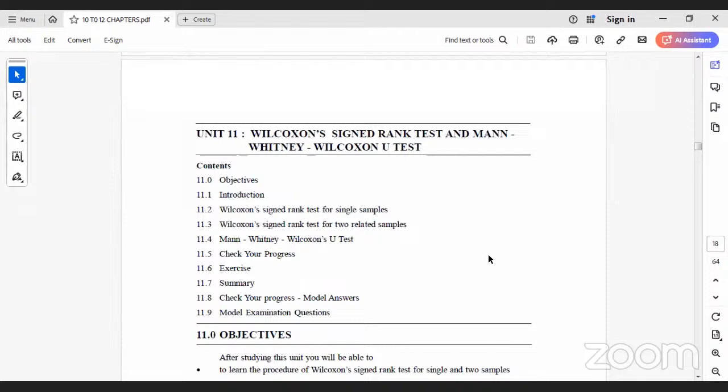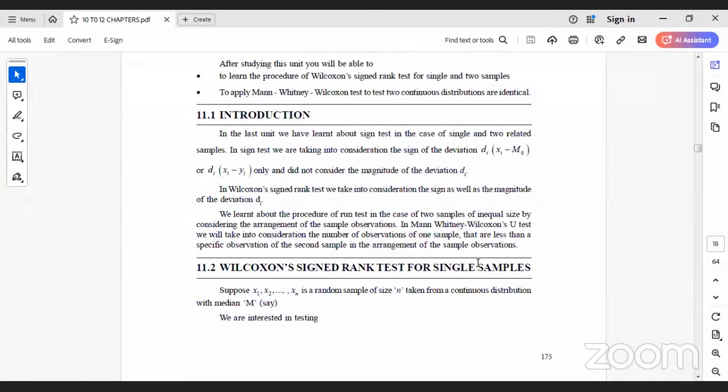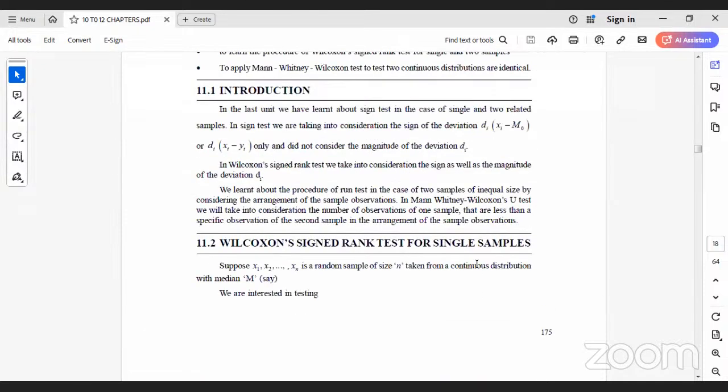Wilcoxon signed-rank test and Mann-Whitney Wilcoxon U test. So, the Wilcoxon signed-rank test for a single sample, the Wilcoxon signed-rank test for two related samples, and the Mann-Whitney Wilcoxon test.